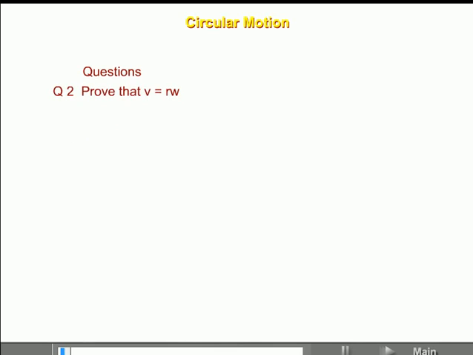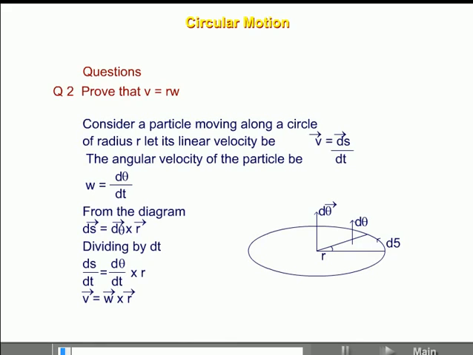Prove that v is equal to r omega. Consider a particle moving along a circle of radius r. Let its mean velocity be v is equal to ds upon dt. The angular velocity of the particle be omega is equal to d theta upon dt. From the diagram, ds is equal to d theta multiplied by r. Dividing by dt, ds upon dt is equal to d theta upon dt multiplied by r. Therefore, v is equal to omega multiplied by r.